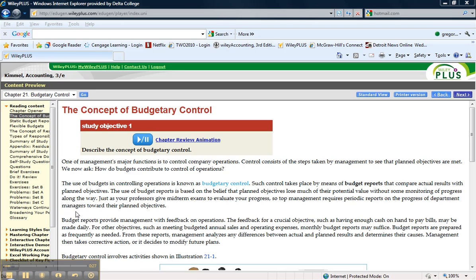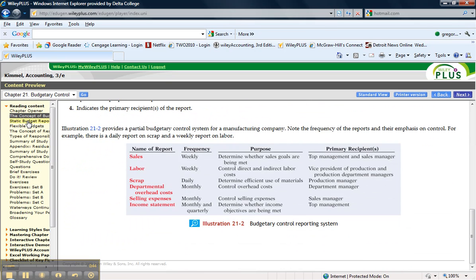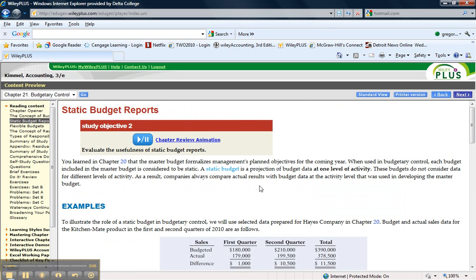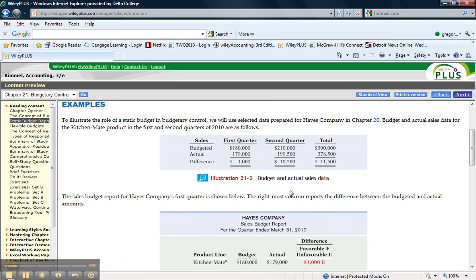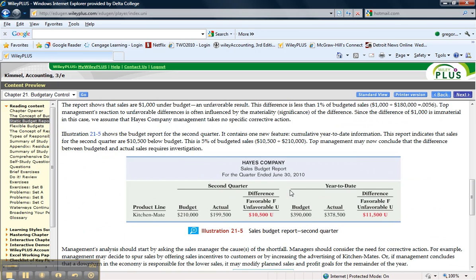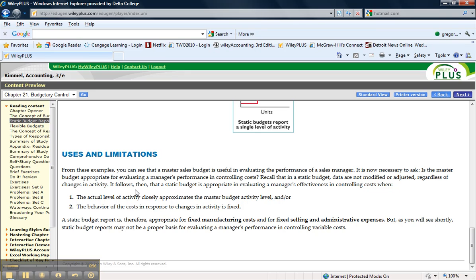I'm going to let you read a lot of what's in this chapter. I'm going to just focus on the one main study objective that gets at the heart of the more complicated aspect of the mechanics of this chapter. Study objective one just discusses budgetary control from a conceptual standpoint. Study objective two talks about static budget reports. I'm going to discuss most of that in just a second, but there's a little bit of reading that you can do to get a brief idea of what a static budget is.